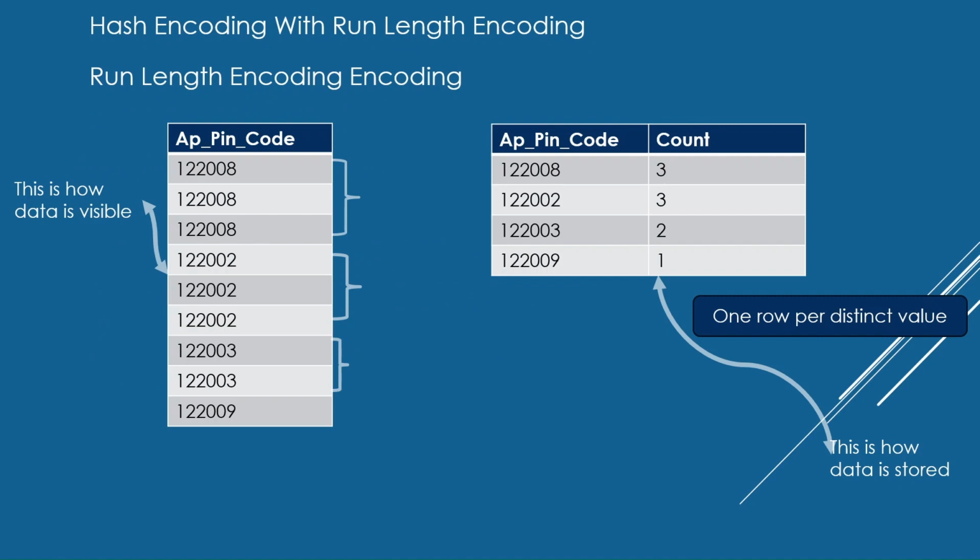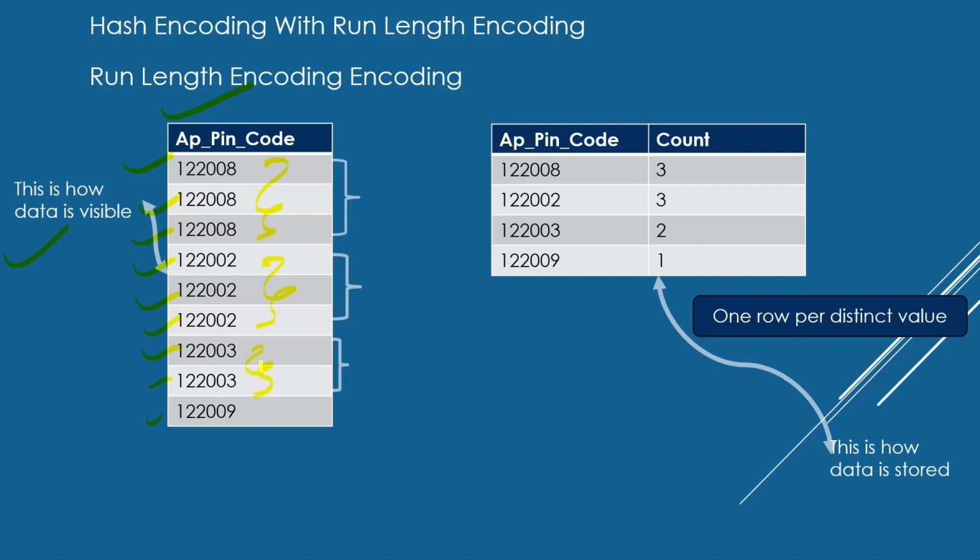Let's discuss how run length encoding stores the data at the backend. Suppose this is a table and it has these records. This is the data which is visible. We can see that this is duplicate data present in consecutive rows, this is duplicate data present in consecutive rows, and this is duplicate data present in consecutive rows.